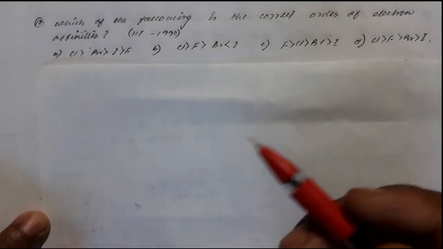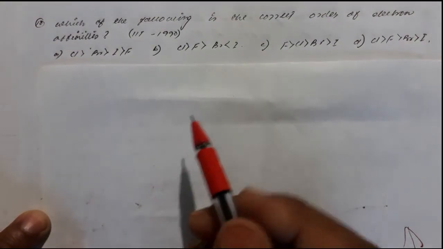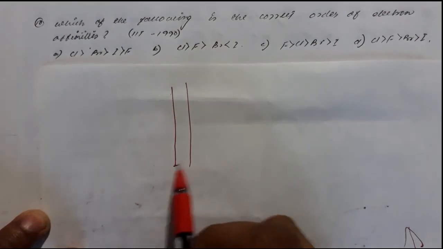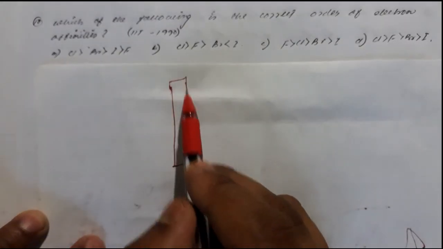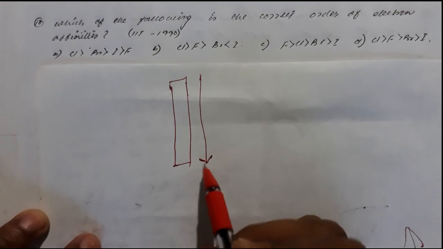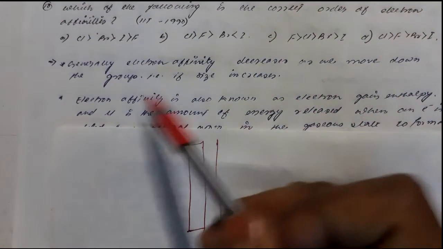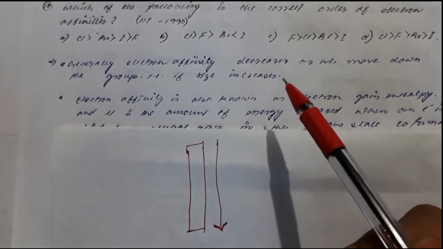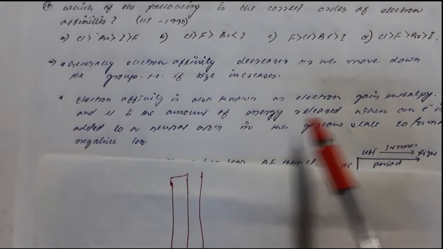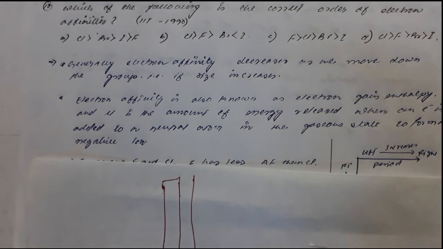Okay, the next question, which of the following is the correct order of electron affinities? I am telling you, this question may confuse you guys in examination. But you know what? Electron affinity can be written as electron gain enthalpy. As we move down the group, the electron affinity decreases, because size increases. So electron affinity, what I have written here, is the amount of energy released when an electron is added to it.